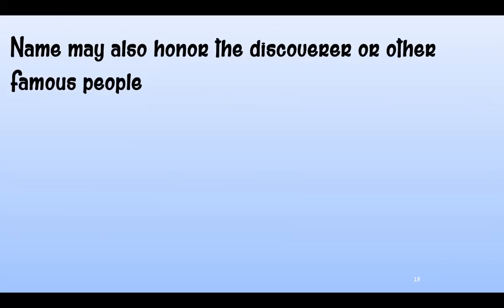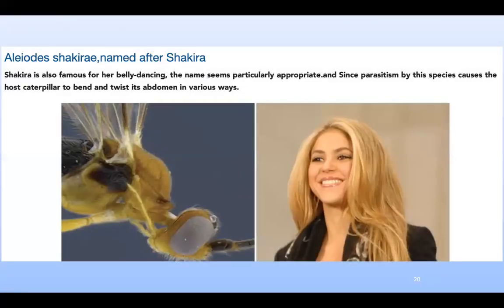The name can also honor the person who discovered the species or even be named after a famous person. So I'm just going to go through some examples of species that are named after famous people. So we have Aleiodes shakirae, which is obviously named after Shakira. Shakira is famous for belly dancing. So the parasitism by this species causes the host caterpillar to bend and twist its abdomen in various ways. And so that's why they named this species. I think it's a wasp, or Aleiodes sounds like a mosquito, I don't know. Some kind of insect anyway.